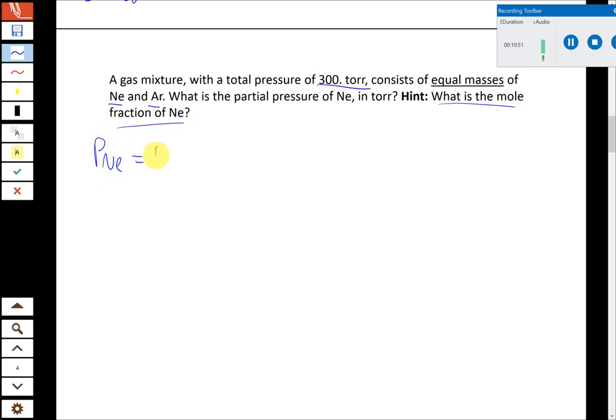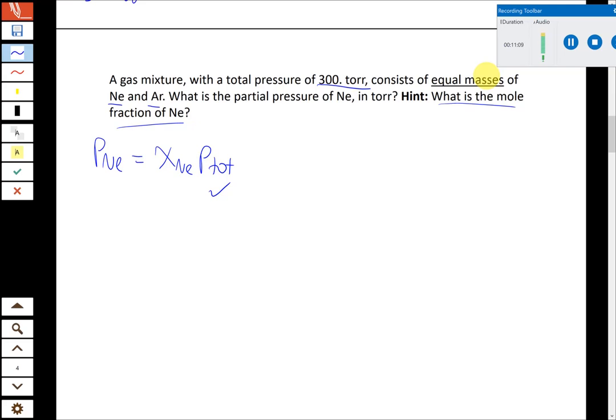So we are going to look for that because we want the partial pressure of neon. As we just said, partial pressure of any gas in a mixture is going to be the mole fraction times the total pressure. Okay, so this number we have, but we don't know anything about the amounts of the gases we have except that the masses are equal. So we're not telling you how much of each gas we have.